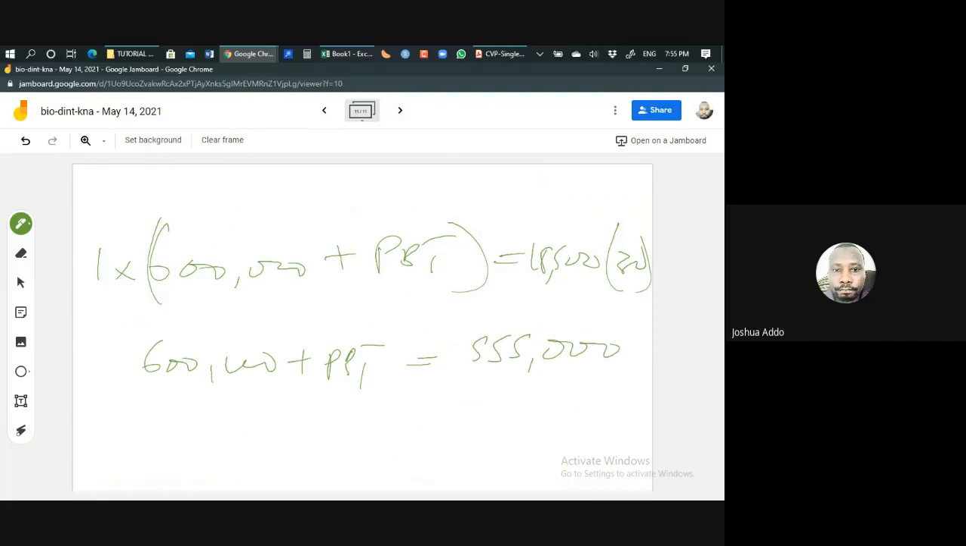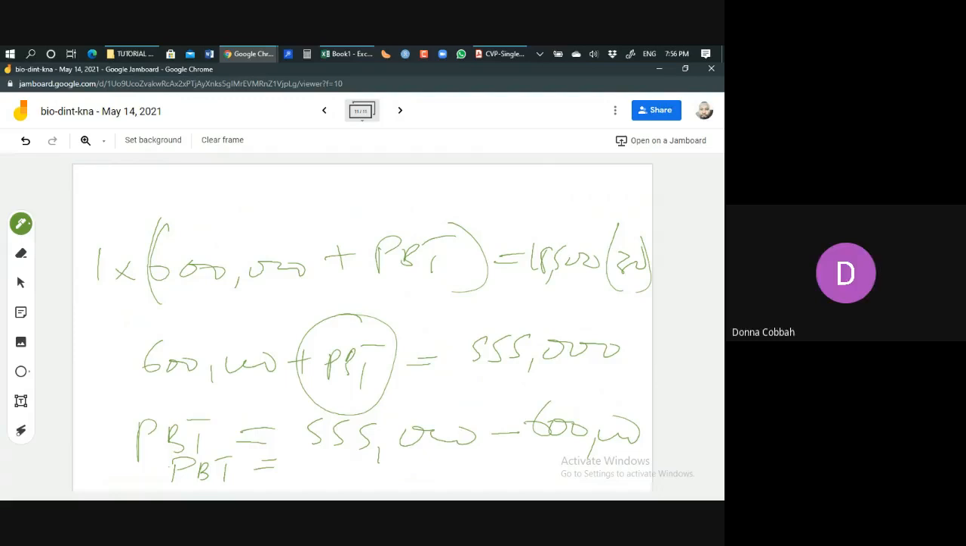So now we have this. We want to make PBT the subject, so we can make PBT stand on itself. It is equal to 555,000, which is already at the other side of the equal sign. But we need to bring this 600,000, and when he crosses the equal sign, he will change to negative. So minus 600,000. Are you okay with that? Now you can find PBT itself. PBT is equal to 555,000 minus 600,000, which is negative 45,000.